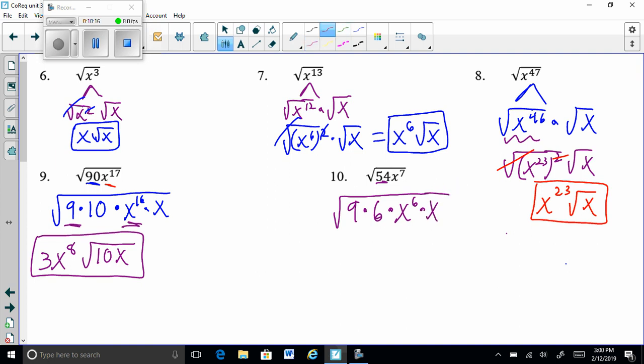And so we can square root the 9 and the x to the power of 6. So it's going to be 3x to the power of 3. And then what's left behind is the 6 and the x. And so that's what we're looking at.